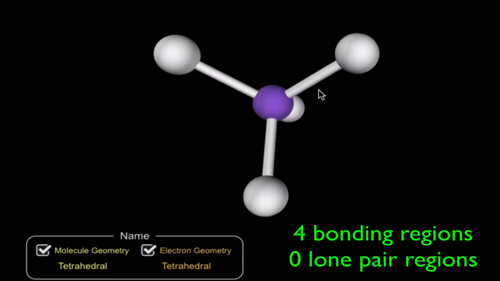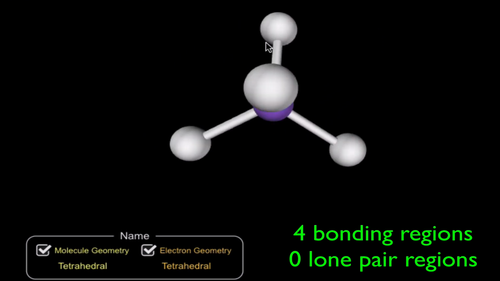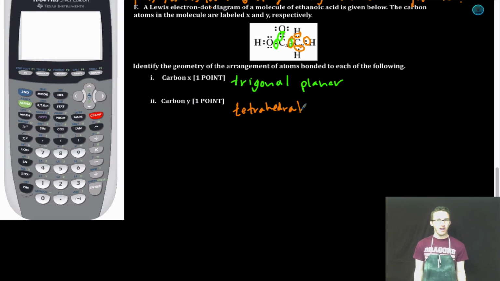Carbon Y, different story. There's 1, 2, 3, 4 regions of electron density. None of those regions are lone pair regions, so here our molecular geometry is tetrahedral. Boom, and we are done.